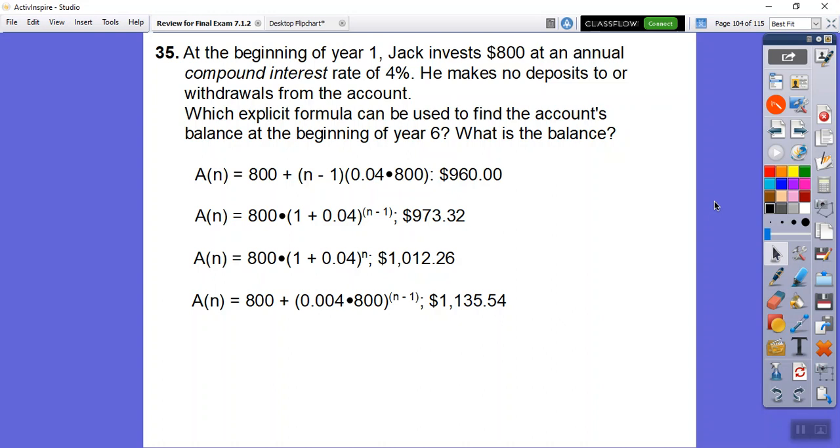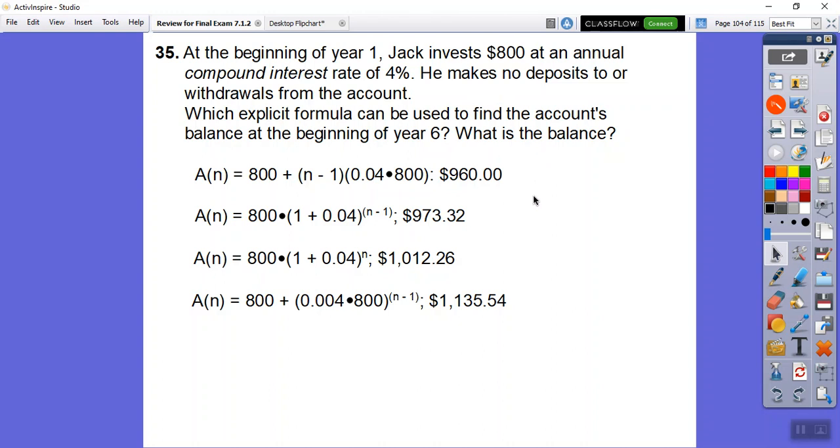So at the beginning of year one, Jack invests $800 at an annual compound interest rate of 4%. So this is my beginning number that goes in front of the parentheses. So it could be this one or this one right here. Okay, he makes no deposits or withdrawals from the account. Which explicit formula can be used to find the account balance at the beginning of year 6, and what is the balance?